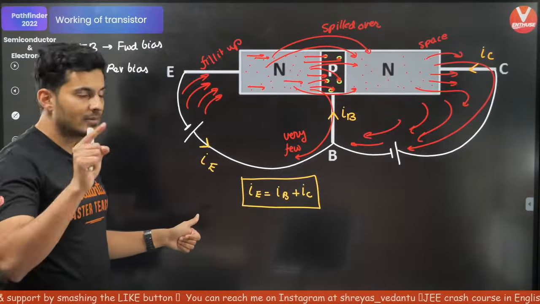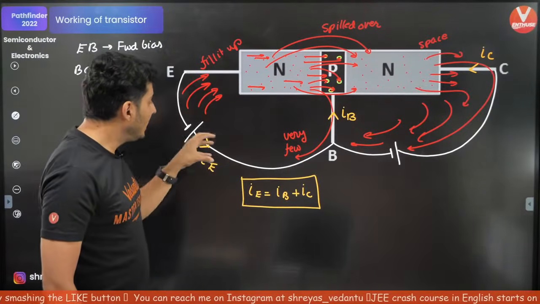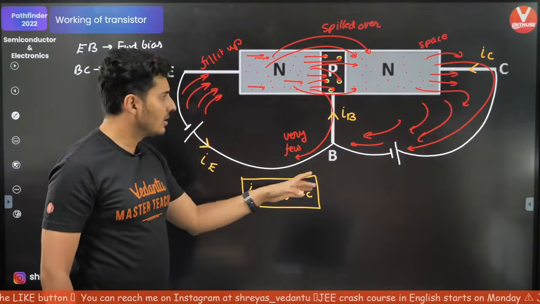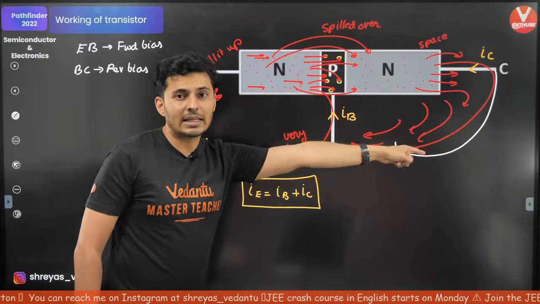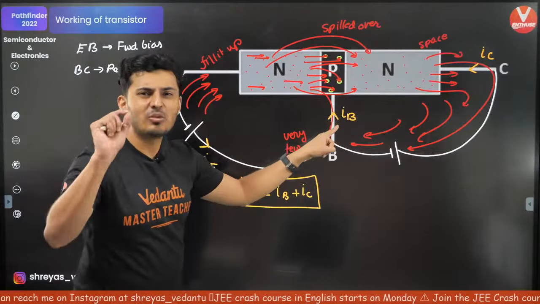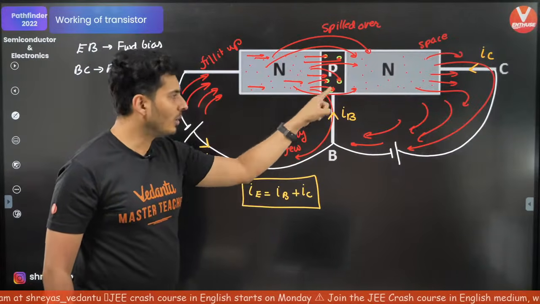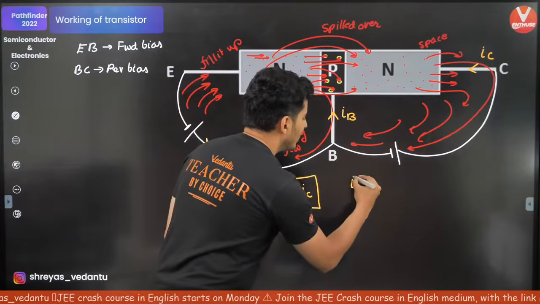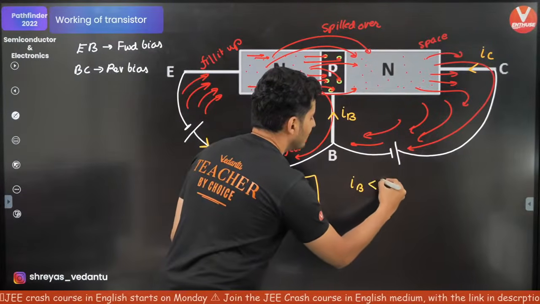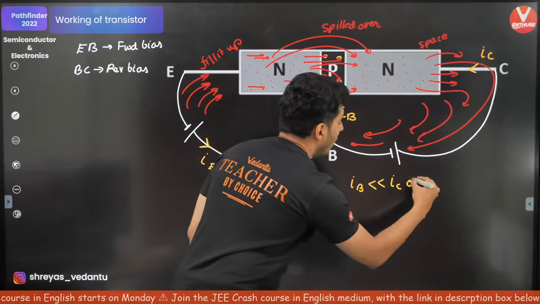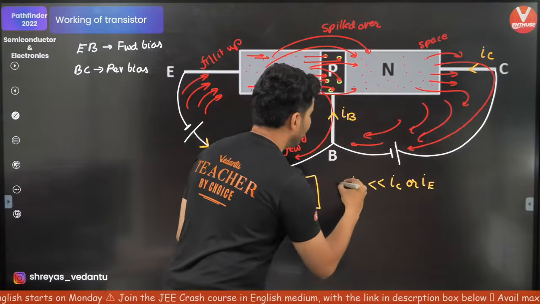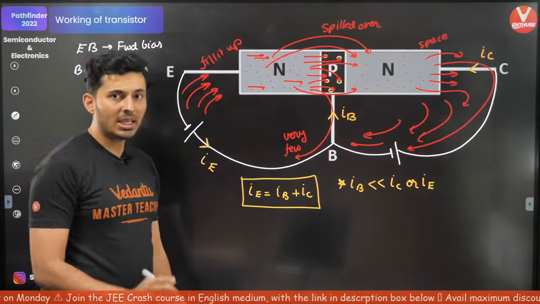Next statement, which is important. The emitter current is very large and it's comparable to the collector current. The base current is very small. Why? Because very few electrons will leak out from this side. So usually the base current is very small as compared to the collector or the emitter current. Very important point. Keep this in mind.